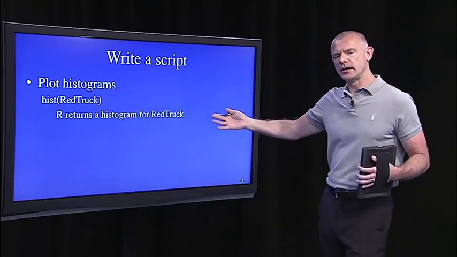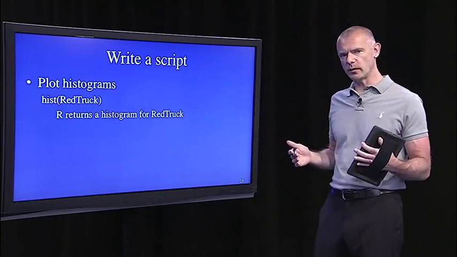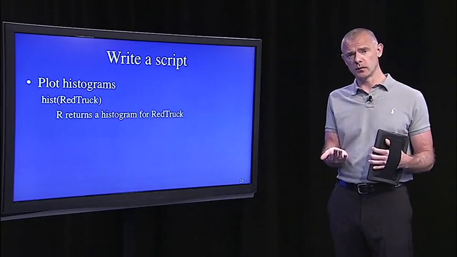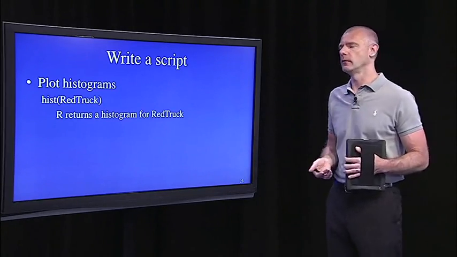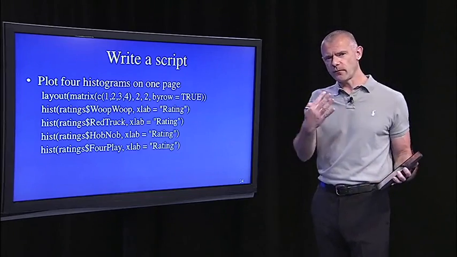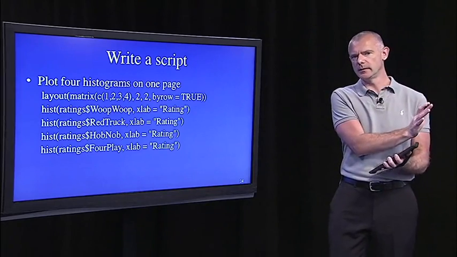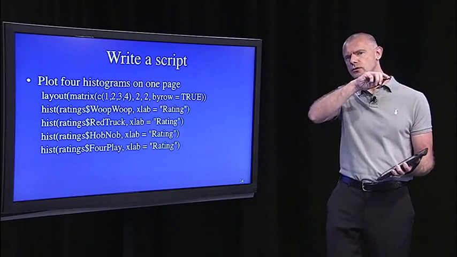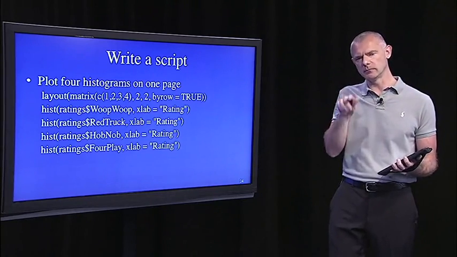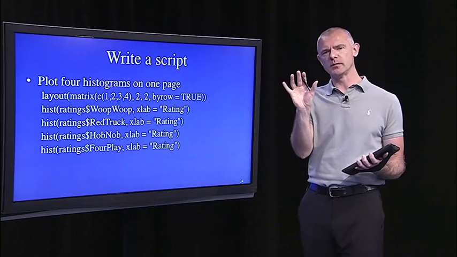The function in R to get a histogram is just hist. So if I type hist open parentheses red truck, it will plot a histogram for the ratings for that wine, Red Truck. We have 4 different wines and we want to look at all of them, and I showed you that in lecture 2. I showed you all 4 histograms on one sheet, one display, so we could compare the different shapes.